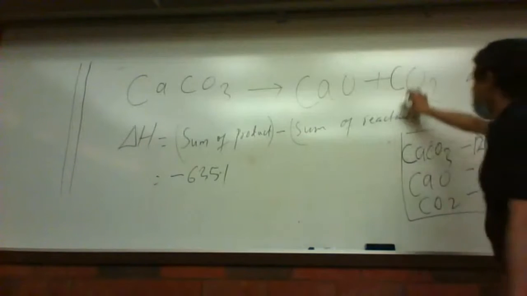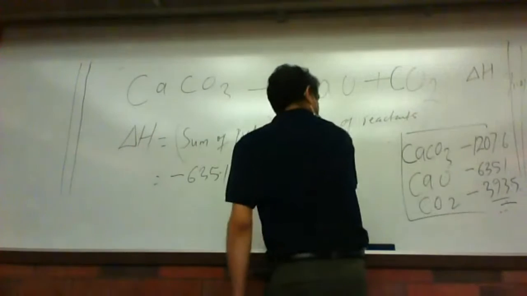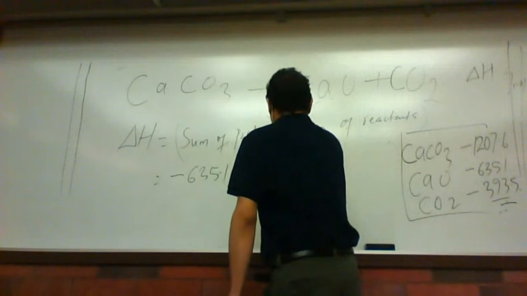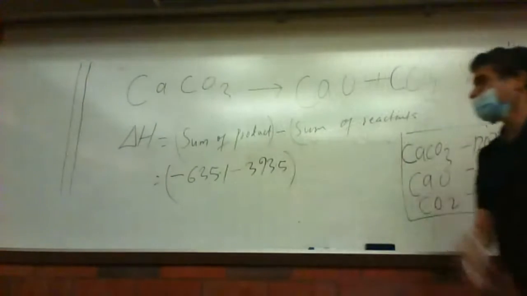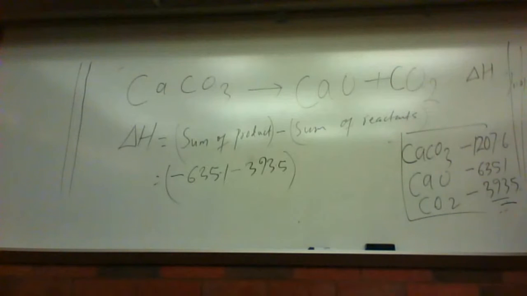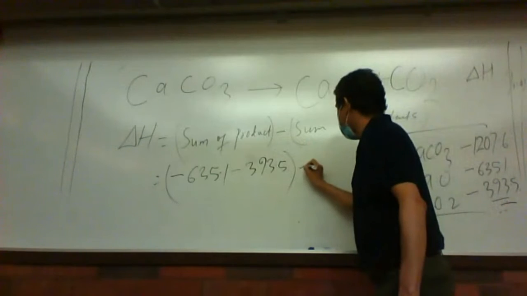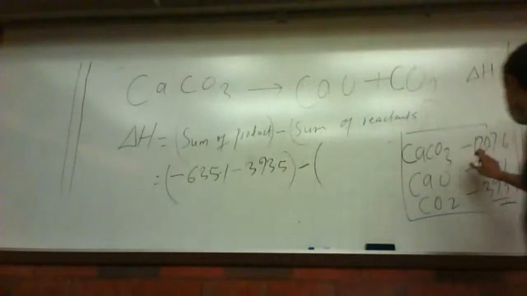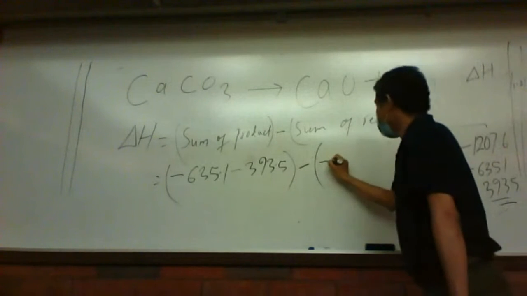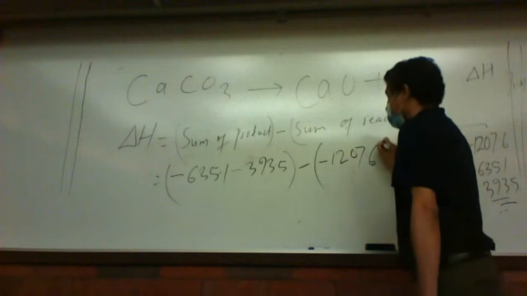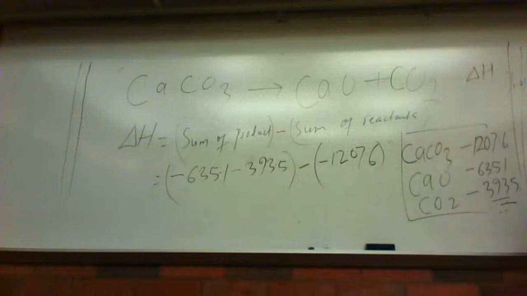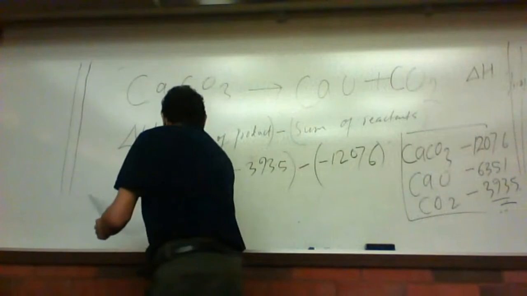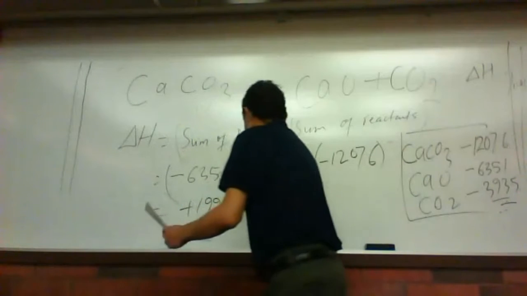And then this one for carbon dioxide is also on the product side, so minus 393.5. This is the sum of the product side, right? I'm just putting those numbers together. And you put a minus sign here, and then the sum of the reactant side. The reactant is this one. There is only one reactant, so the sum of the reactant is just this number, which is minus 1207.6. Put all those numbers in the calculator, and the calculator will give you the answer. That will be plus 199 kilojoule per mole.